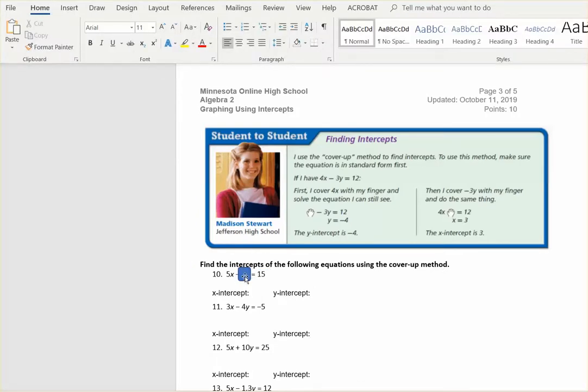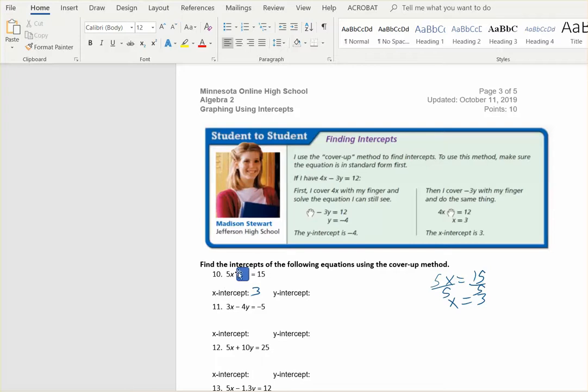So 5x, ignore that minus sign, 5x equals 15. And then if you need to, you can write that equation, but you can probably solve that in your head. That means that x is equal to 3, so the x-intercept is 3.